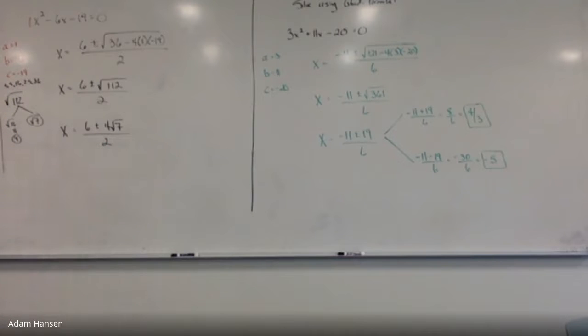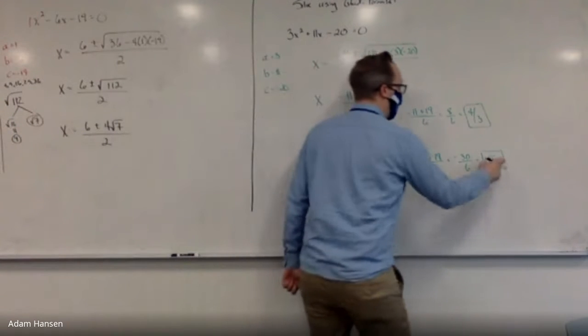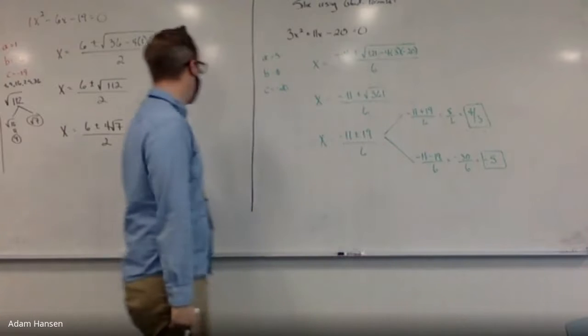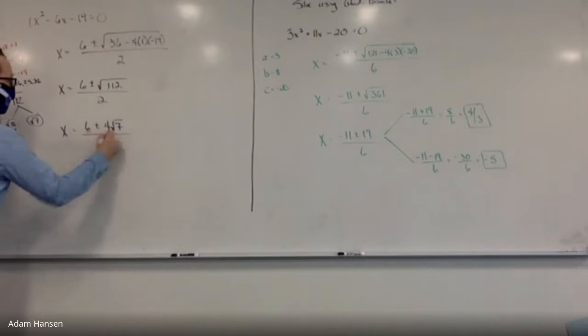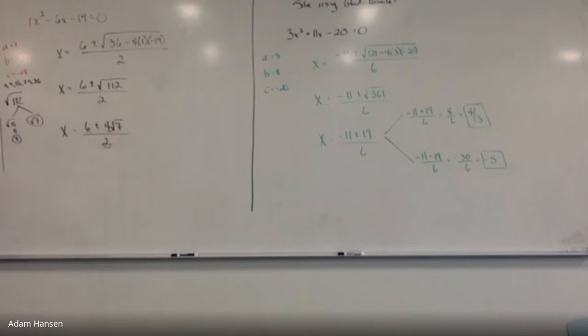Because I'm going to have radical solutions, this isn't going to simplify quite as well as it did over here. I'm not going to get a good number like negative 5 or 4/3. I'm going to have radical answers. Let's look at what we've got so far: 6, 4 root 7, and 2. Can I divide any value out of each of those to simplify it a little bit? Divide everything by what? 2.